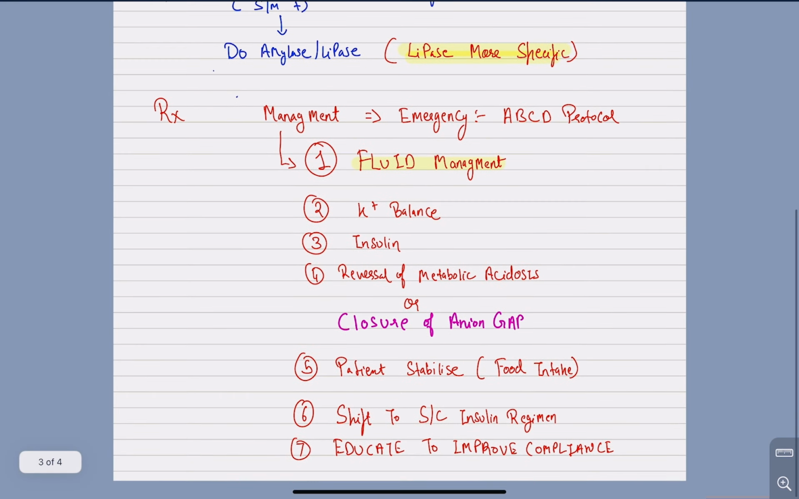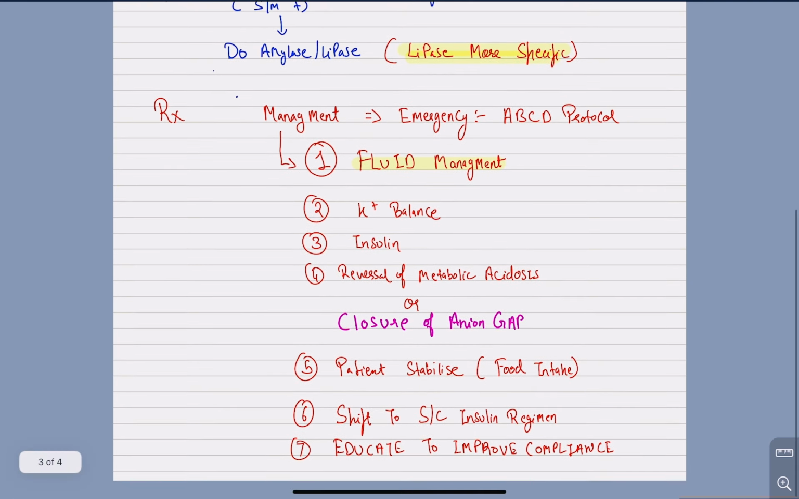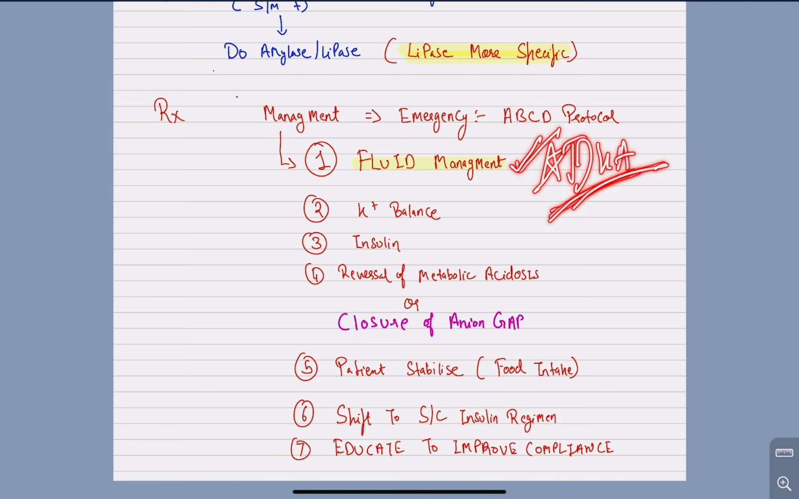Now, what is the management? There are 7 steps in management. First, if the patient is not breathing, airway, breathing, circulation should be checked first. The ABCD protocol should be done. If the patient is stable, if breathing is maintained, then there is fluid management. This is the main treatment for DKA, fluid management. Proper fluid management leads to excellent recovery in the patient. Then check the potassium. If it is hypokalemic, correct the hypokalemia. If it's hyperkalemic, correct the hyperkalemia.